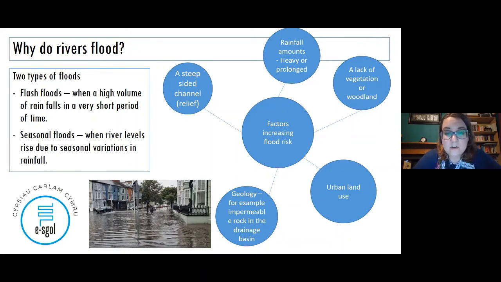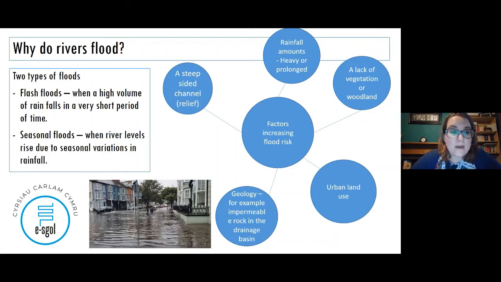Some of the factors that increase flood risk are prolonged rainfall. If we get rain for a really, really long period of time, the land around the river can become saturated, holding as much water or moisture as it can absorb. If that happens, the rain can't be soaked up, so it runs along the surface, and that's known as our overland flow. So one cause of flooding is just heavy or prolonged rain.